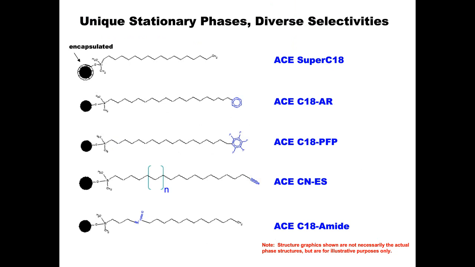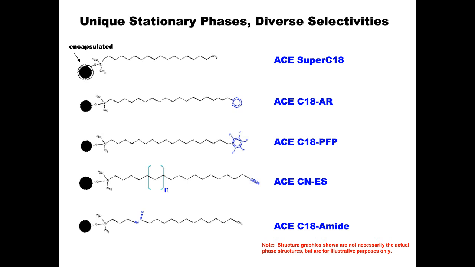uses the diverse selectivities of the ACE Excel product line, which is a Super C18 broad pH range phase, which has an encapsulated end capping, a phenyl alkyl phase, the C18AR, a pentafluorophenyl alkyl phase, the C18PFP, a long chain cyano-ES, which can even be used in normal phase, even though it has a long alkyl linker, and a polar embedded C18 amide phase, which has a little bit longer linker than most of the columns on the market that are polar embedded.